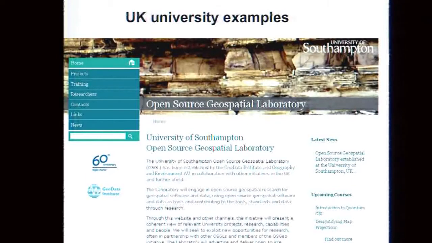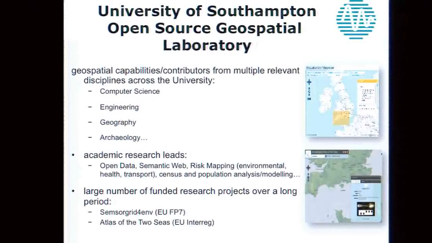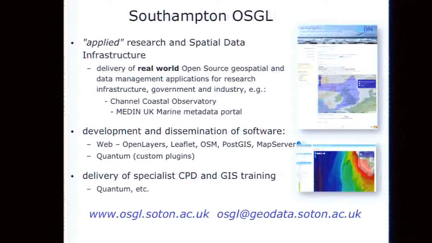The University of Southampton has a very big group, very strong in GIS and geography, but they have brought together colleagues from computer science, engineering, geography, and archaeology. They have very strong research in key areas of open data, semantic web, transport, and health, with lots of research projects running over a long period. I'm not going to go through all of them, but I'm giving you a flavor of what kind of research each of these labs has been doing.